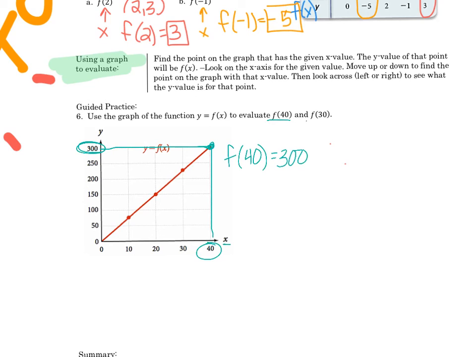For f of 30, we're going to find 30, go up, and then over. It looks like it's actually between 200 and 250. So let's say that f of 30 is 225. And those are our final answers.